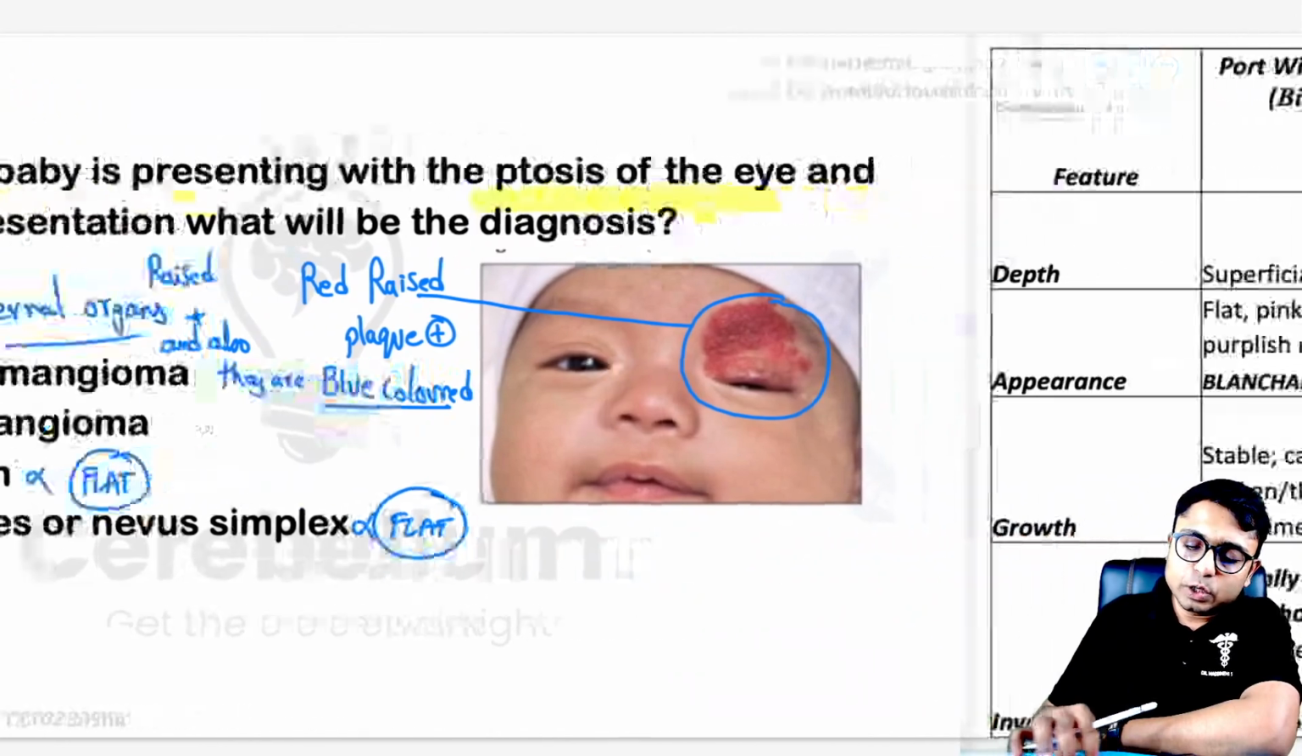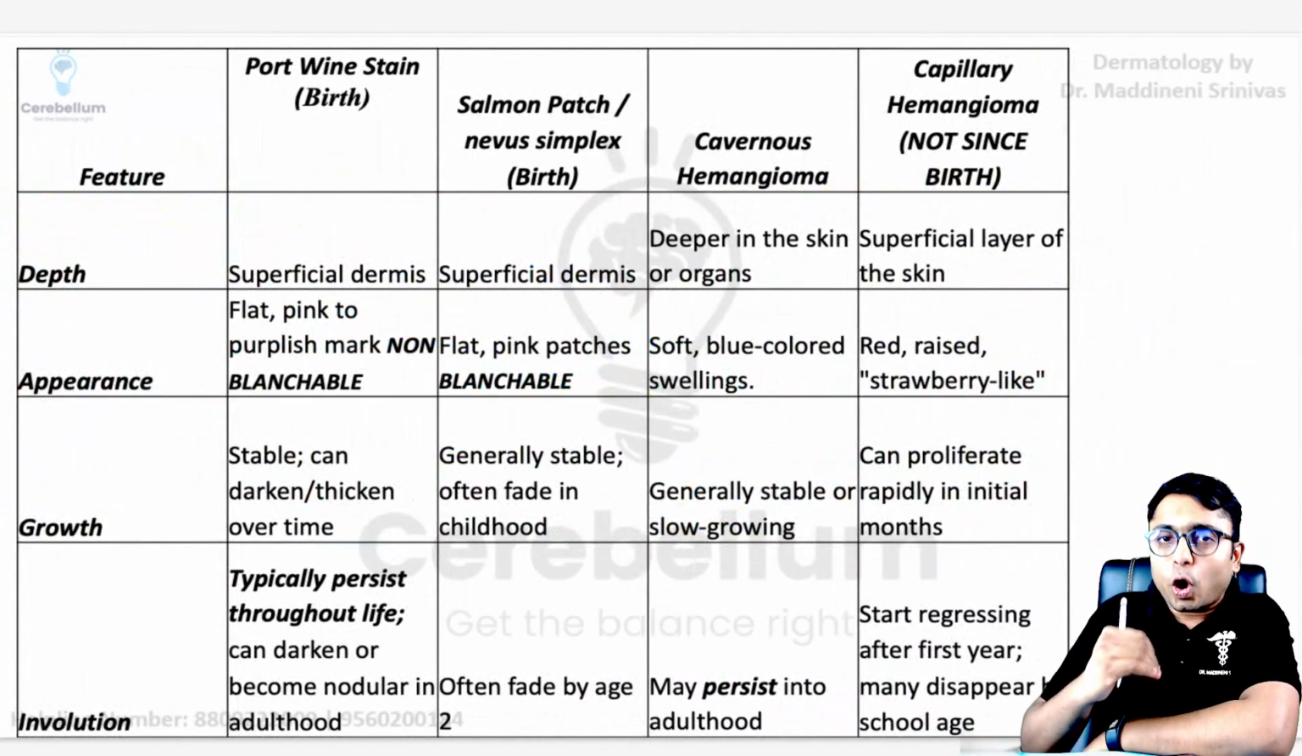So now let us look at each of these options and how they look clinically.